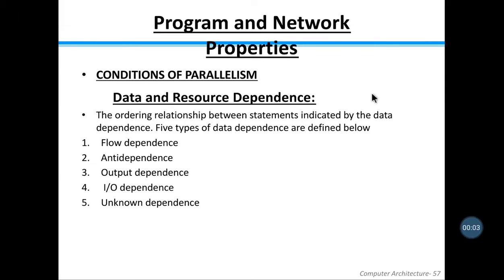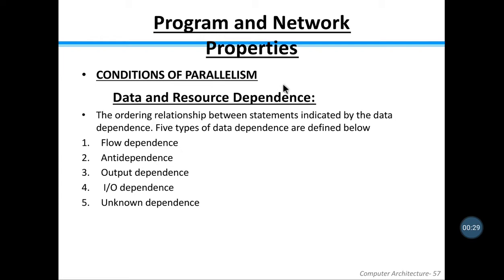So today we will discuss chapter number 2 in module number 1, program and network properties. This is your second chapter in module 1. Totally there are 3 chapters from the textbook for module 1. So we are starting today with the second chapter.